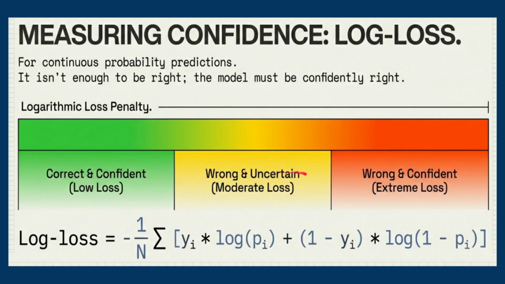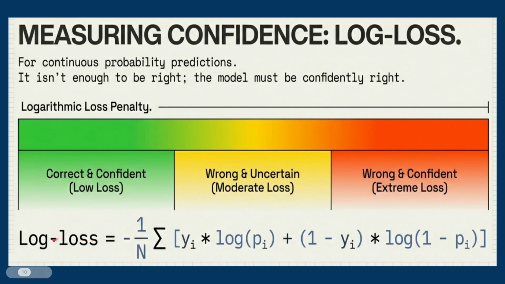For example, this chart shows the effect of confidence, that means how the loss affects the confidence. If it is a low loss, it means the prediction is correct and confident. Wrong and uncertain is a moderate loss, and wrong and confident is an extreme loss. So if the prediction is wrong, but we are extremely confident that it is right, that is an extreme loss.